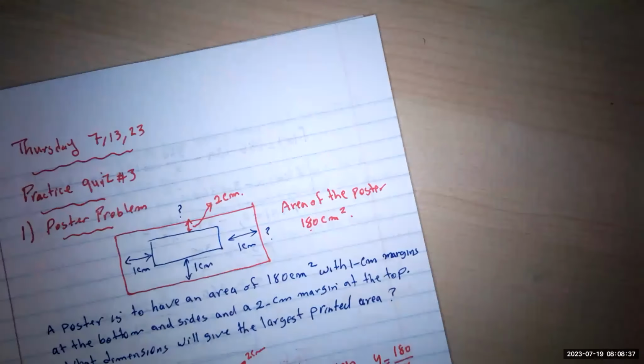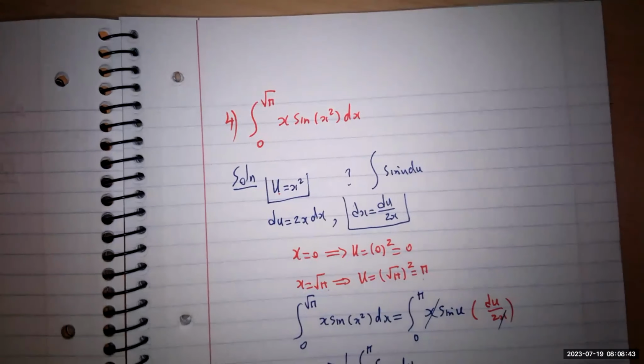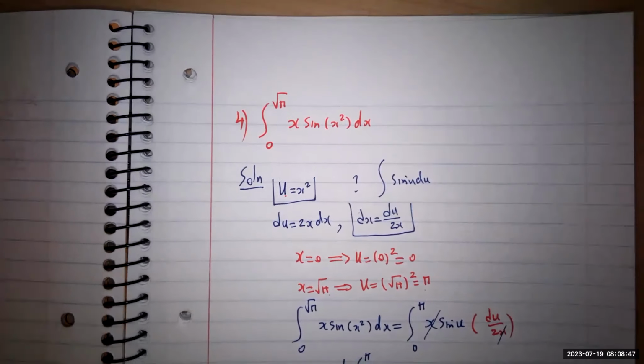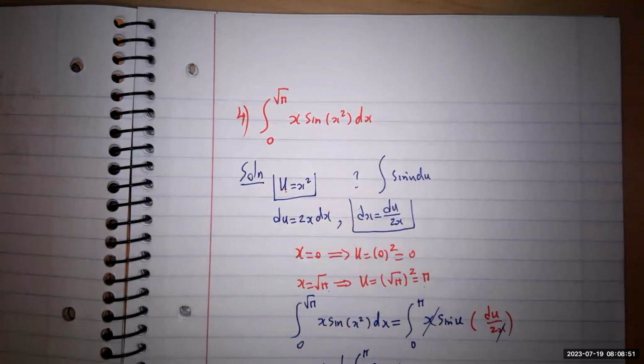For the final. Okay, so let's see what we did. We talked about the definite integral, remember, the other day? So that makes it easy for us. If you see the integral from 0 to radical pi, the square root of pi, this is going to be a definite integral.